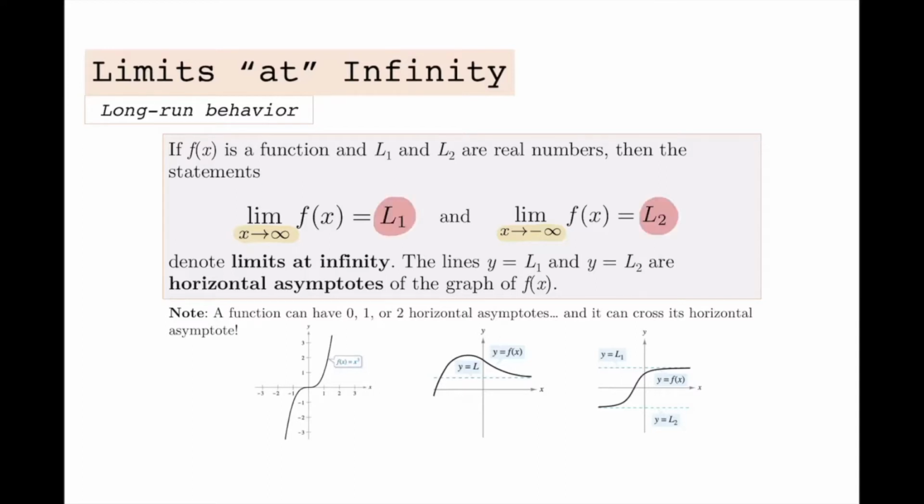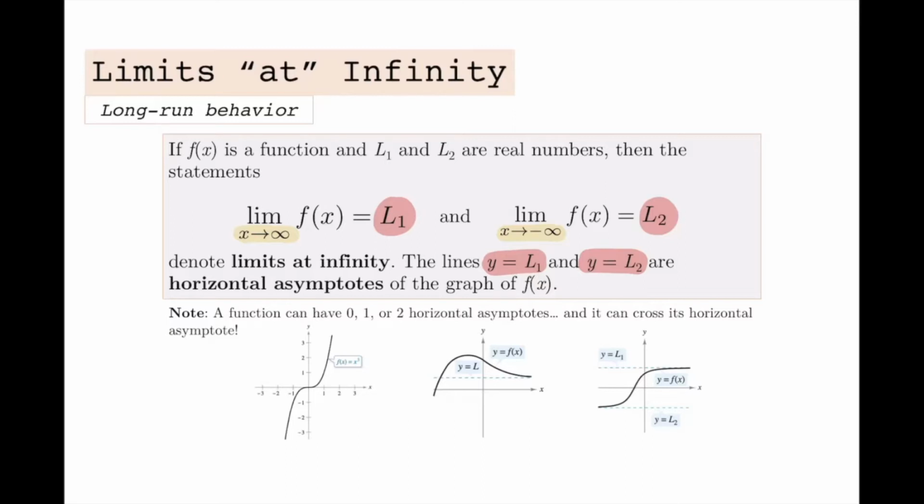This value could be different if x is approaching infinity versus negative infinity, so here I'm just using L1 and L2 to denote the value of the limit. These are what we call limits at infinity. And if we get a finite number out here for the limit as x approaches positive or negative infinity, then the horizontal lines y equals L1 and y equals L2 are horizontal asymptotes of the graph of the function. Not all functions have horizontal asymptotes, but those that do could have one or two horizontal asymptotes.